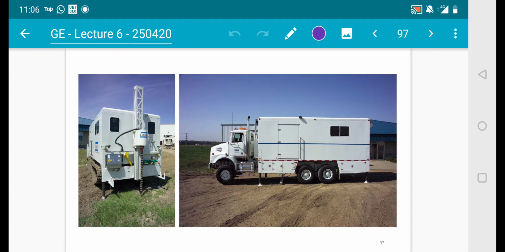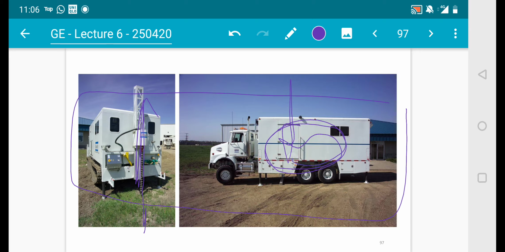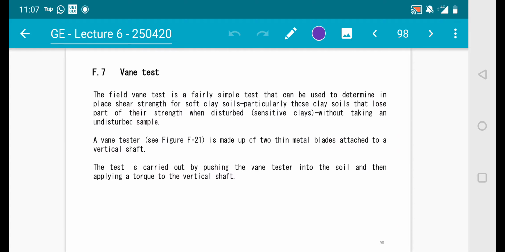This is the lorry I was talking about, which accommodates the CPT testing. This is the one that goes deep into the soil, and if you open this lorry, you will see a systematic arrangement of a computerized system, which records all the information taken from this drill. There are a lot of sensors and cables inside this lorry.